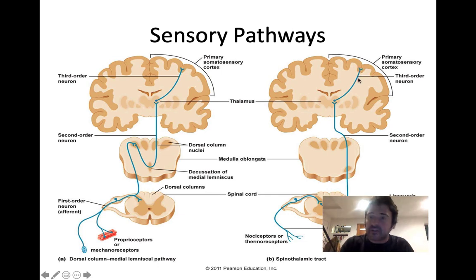Remember, somatic sensations are sensations that are perceived at a conscious level, so temperature and pain would definitely be a somatic sensation. The spinothalamic tract would be considered an ascending tract because it's carrying information from the spinal cord to the brain, and all ascending pathways by definition are sensory.